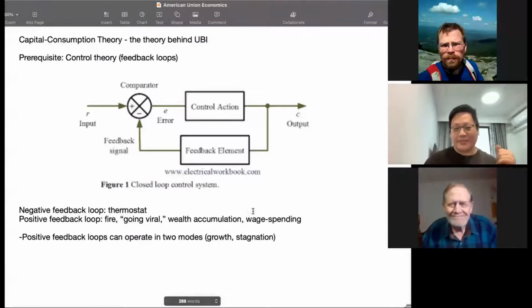They receive their wages, they spend that into the economy, and then when businesses receive those revenues and they need to deliver products, they hire more people, and so you end up with more wages. Spending results in wages, wages result in spending. So I want to point out here that positive feedback loops can operate in two modes. One is growth and one is stagnation. The examples that we talked about were all the growth mode.